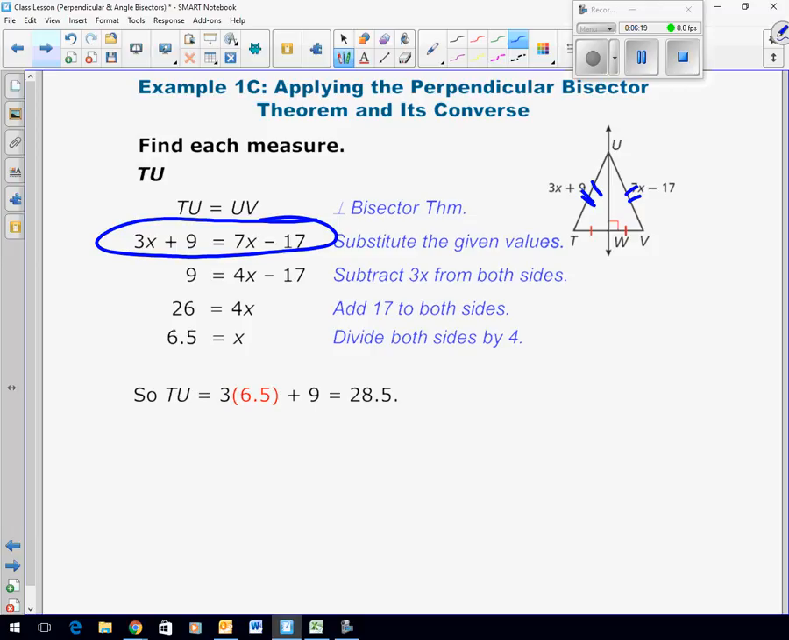You set these equal, solve for x, get your answer. Apparently it'd be 6.5. Plug it into the expression. Bibbidi bobbidi boo. Okay? Everybody with me on that? Yep.